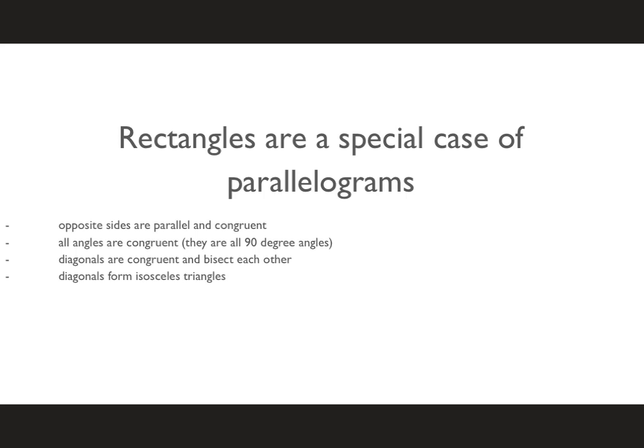So rectangles are a special case of parallelograms. Opposite sides are parallel and congruent. All angles are congruent. The interior angles are all congruent. They are all 90-degree angles. All 90-degree angles are congruent to each other. Diagonals of a rectangle are congruent and they bisect each other, just like in a parallelogram, but in a rectangle, they're congruent to each other. And diagonals form isosceles triangles, which can be helpful for doing some proofs, as well as solving for missing side and missing angles. I hope this video has been helpful.